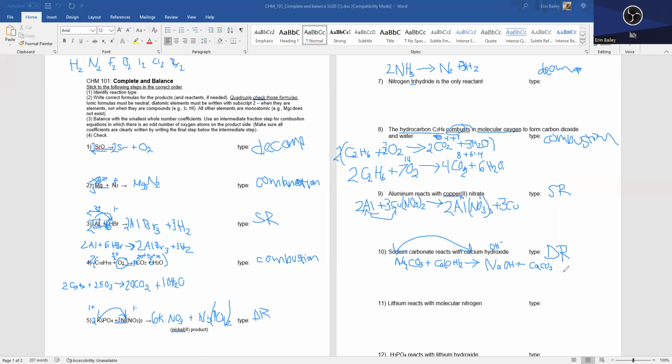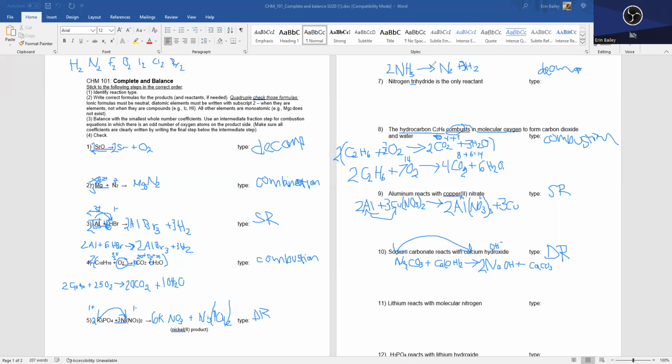But now I have to balance this thing. Right off the bat, I see that there's 2 OHs and 2 Nas, and those two have bonded together here. So I'm going to put a 2 over here. And I see 1 carbonate, remember, those invisible parentheses with 1, and I only see 1 calcium. So boom, we're done. That's all we had to do for that one. Let me make sure that's right. And yep, it is.